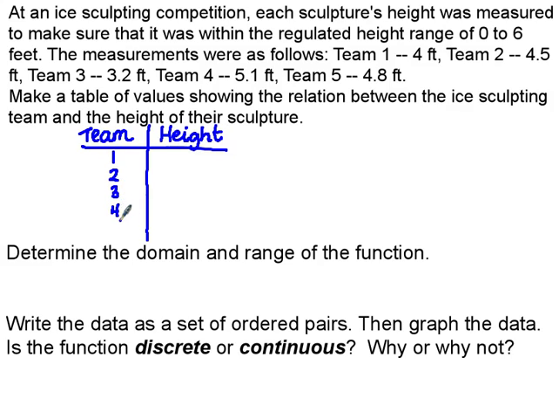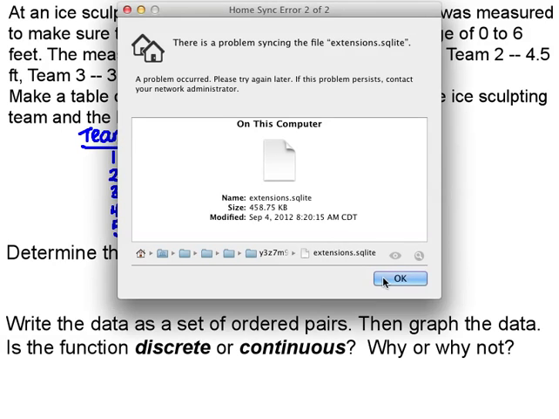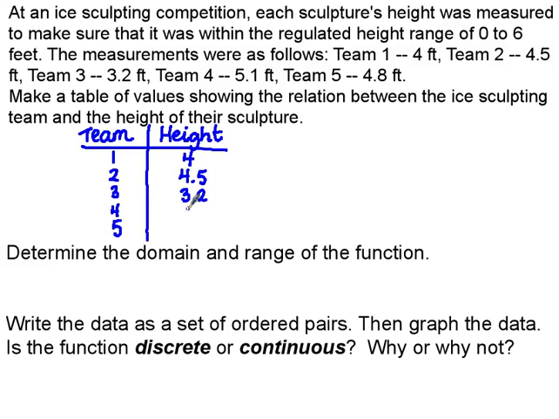What was team 1's height? Team 2. Team 3. Team 4. 5.1, and Team 5, 4.8. So there's our table. Okay, that's step 1.